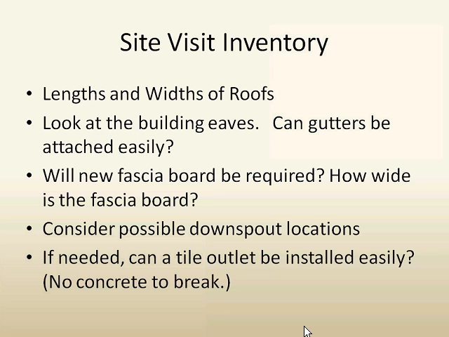What are the lengths and widths of the roof that are involved? Look at the building. Can gutters be easily attached? Is the fascia board good enough to attach gutters to? Is it thick enough? Is it in good enough condition? Are there signs of rot? Is that something that's going to have to be replaced first? How wide is the fascia board? If you have really long lengths of building, is there any slope to the building itself, any slope to the roof?